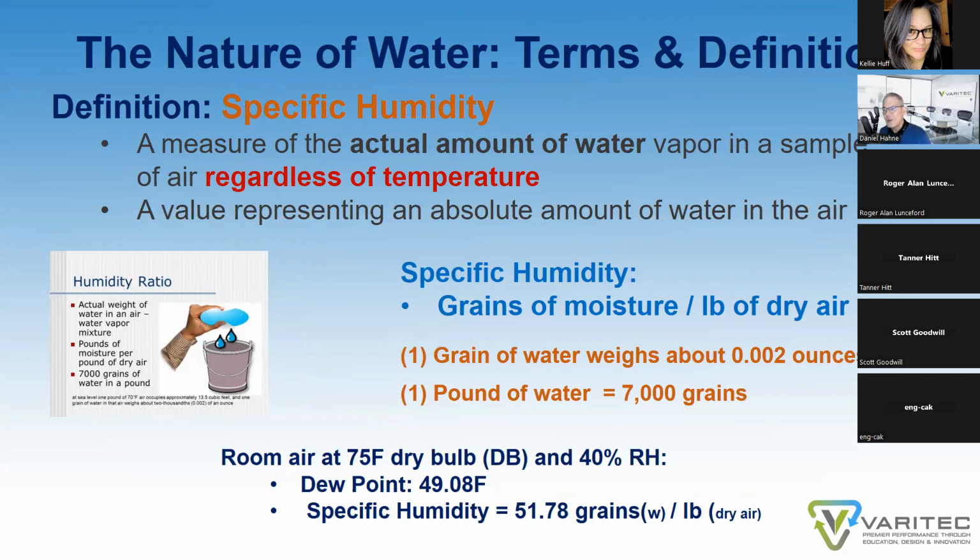Let's look at the term specific humidity. What is specific humidity? It is a measure of the actual amount of water vapor in a sample of air regardless of temperature. It is a value that represents the absolute amount of water in that sample of air as measured in grains. There are 7,000 grains of moisture in 1 pound of water, and a grain of water has a weight of approximately 0.002 ounces. So understanding psychrometrics and knowing what specific humidity is, you can calculate the volume or the mass of water in a sample of air. And if you can calculate the mass of water in the sample of air, you can also count the weight of water in the air.